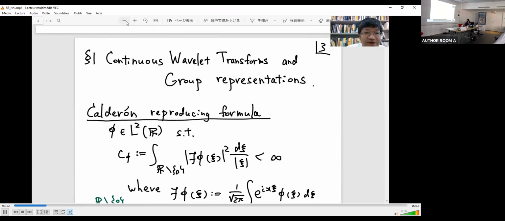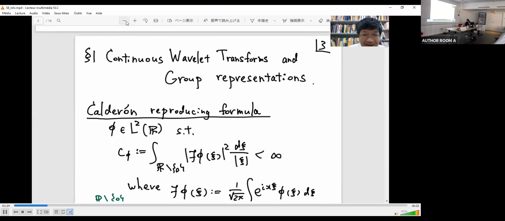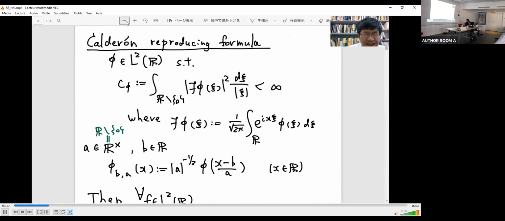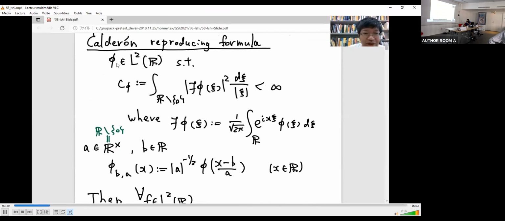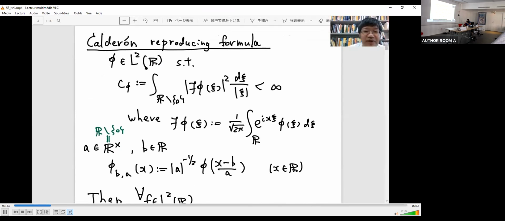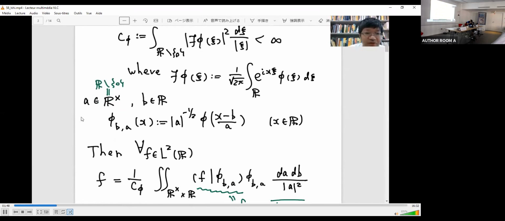I start from the classical Calderon reproducing formula. It is a formula from classical harmonic analysis. Let phi be a square-integrable function on the real line. Let C phi be the quantity defined by this integral. We assume that C phi is finite, where phi hat is the Fourier transform of phi. For non-zero real number a and real number b, we define phi b,a in this way. Namely, phi b,a is the translation and dilation of the function phi.